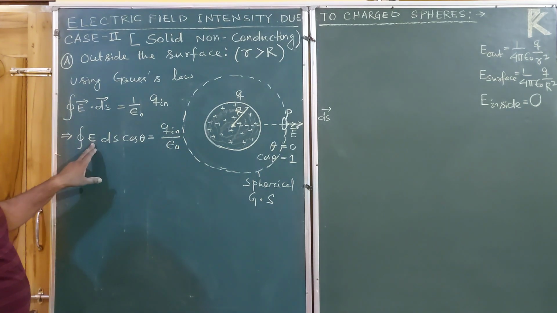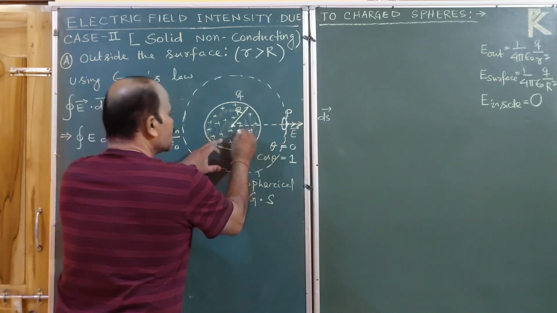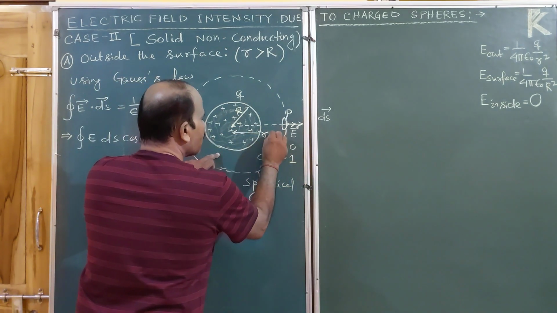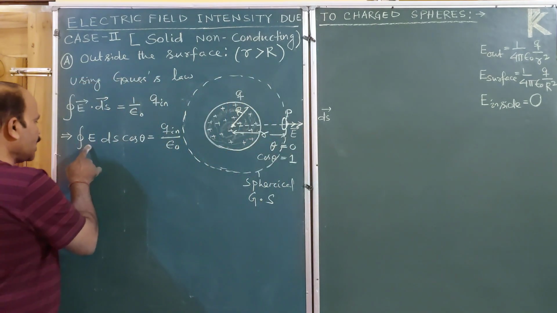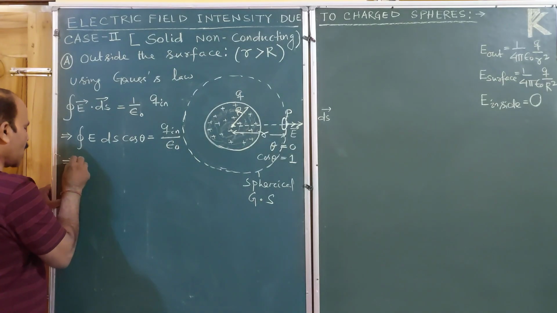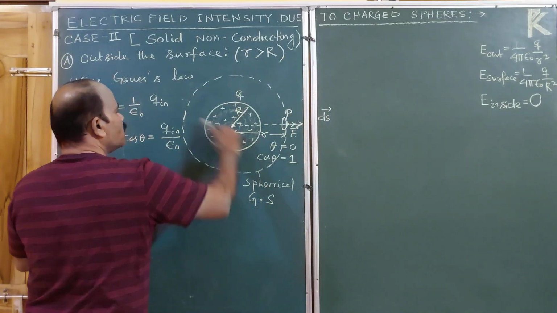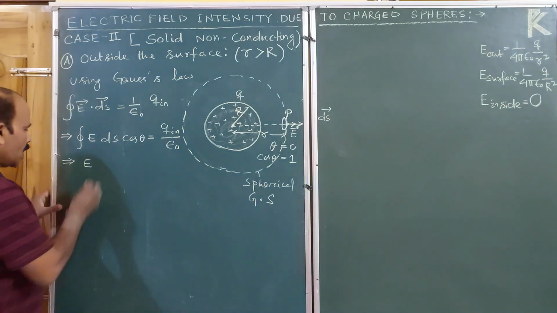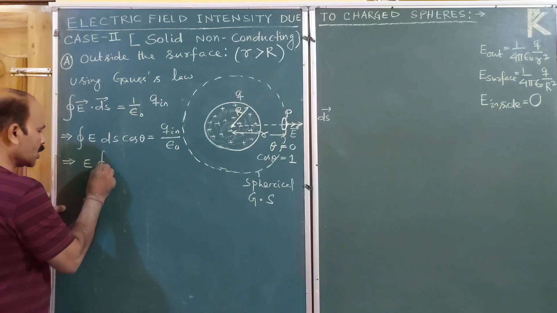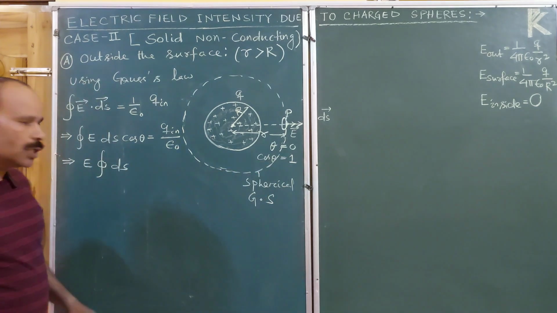And you see E, the magnitude of the electric field intensity, is constant everywhere on this Gaussian surface, because the distance is r everywhere. The radius of the Gaussian surface, small r, is a constant quantity, that's why E will be constant. Although the direction is different at different points of the surface, the magnitude is the same, so E can be taken out. So integration of ds, cos theta becomes 1 because theta is equal to 0 degrees.